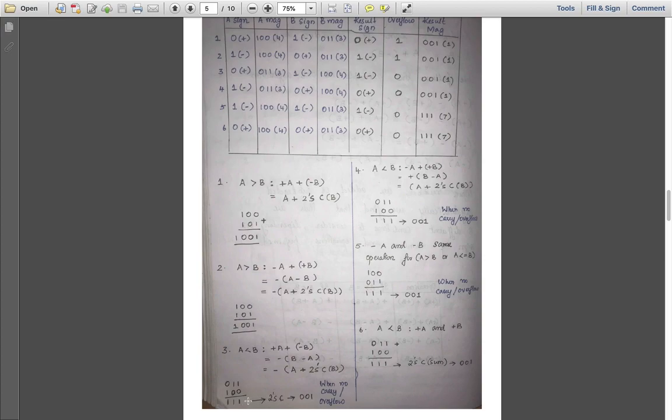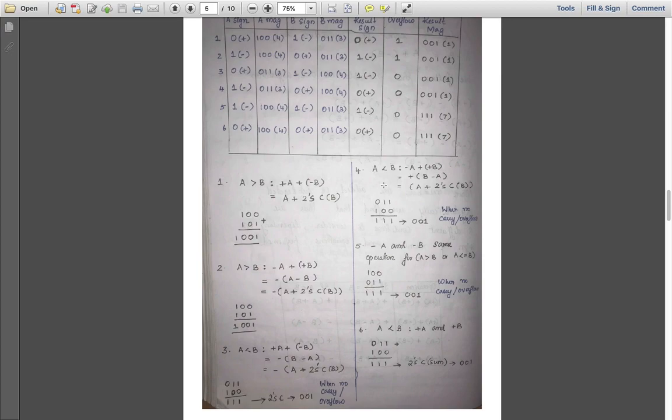Remember, when carry is not there, you have to take the 2's complement of the result. So the 2's complement of 111 is 001, which is the correct answer. That is, 3 minus 4 will give you minus 1. You already have the minus from the sign itself, and you got the answer here.